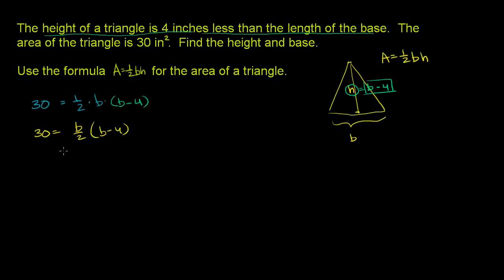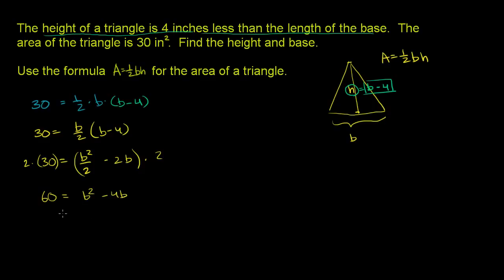Now let's distribute the b over 2. So 30 is equal to b squared over 2. Be careful. b over 2 times b is just b squared over 2. And then b over 2 times negative 4 is negative 2b. Now, just to get rid of this fraction here, let's multiply both sides of this equation by 2. On the left-hand side, you get 60. On the right-hand side, 2 times b squared over 2 is just b squared. Negative 2b times 2 is negative 4b.